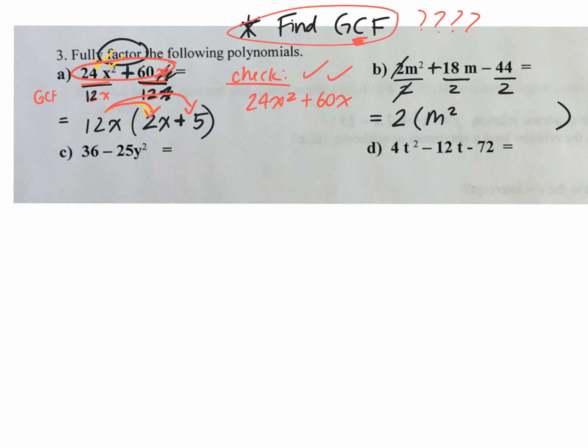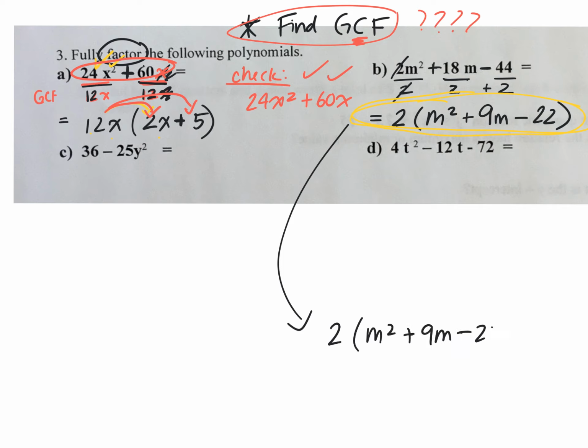Positive 18 divided by 2 is 9m. And then a negative divided by a positive is a negative 22. Yep. So right now we have 2, I'm going to write it over here because I'm running out of room, 2 times m squared plus 9m minus 22. But I can still factor this. That's a trinomial.